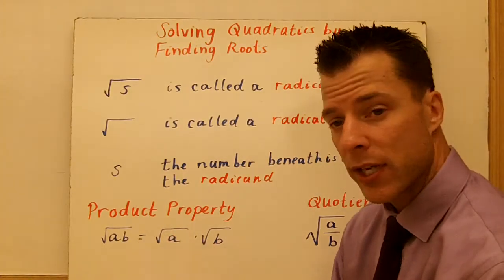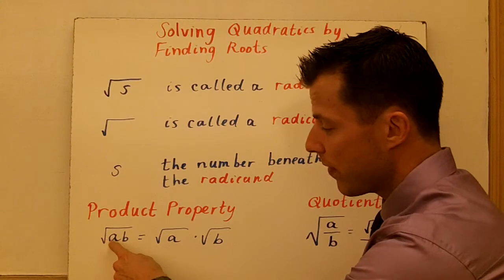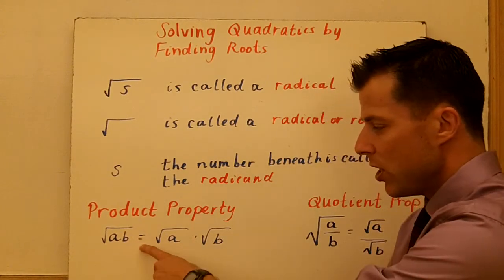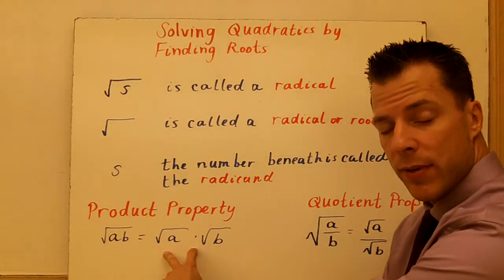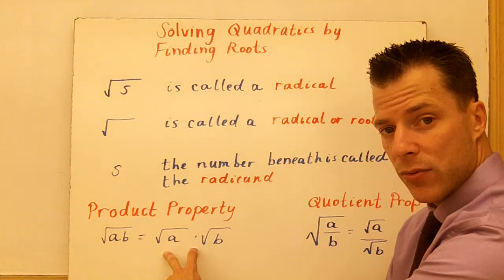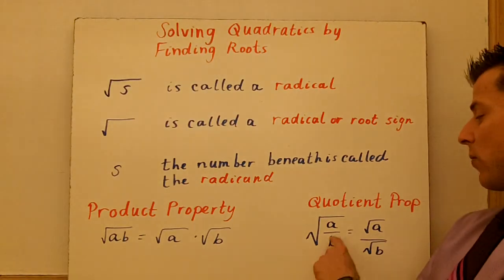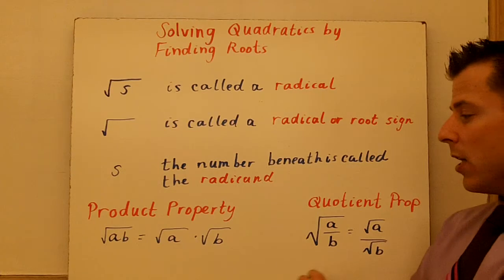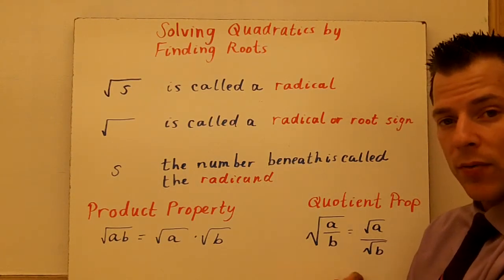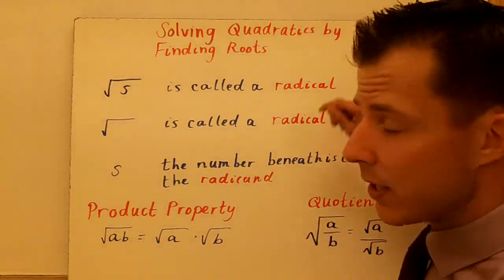Two properties we have to look at: when you take the root of a product, a times b, you can actually separate that into root a times root b. That's going to be very important when we start to simplify these roots. And the quotient property is if you take the root of a divided by b, it's the same thing as taking root a over root b. So these are two really important properties that we're going to look at today when we're solving these quadratics by finding roots.